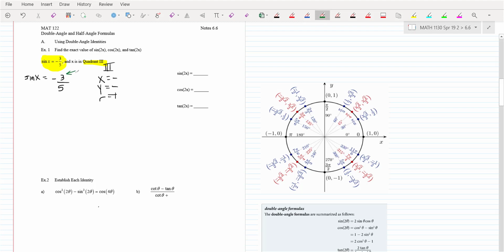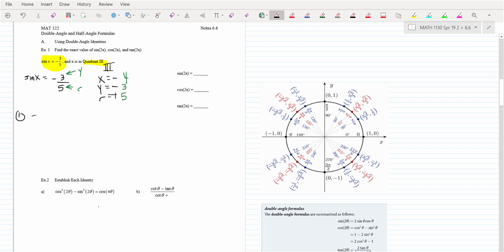The sine is y over r. You want to, of course, know your definitions. So y is -3, r is 5. Do you know in your head what x is? I hope so: 4. That's a Pythagorean triple. If you don't know that, you can go to the Pythagorean theorem. So we're just going to work out these things.